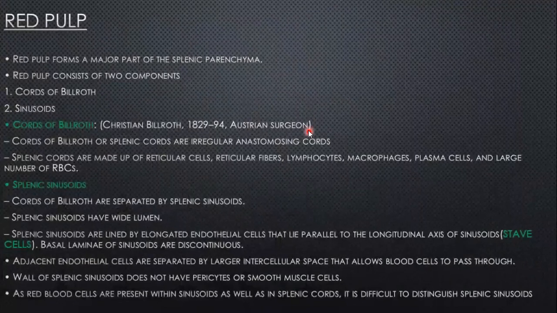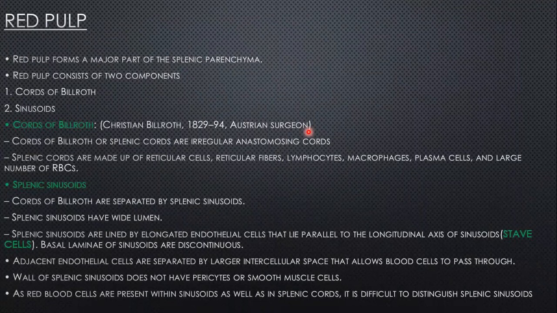Now, let's look at the red pulp. The red pulp forms the major part of the splenic parenchyma. It consists of two components, the cords of Billroth and the sinusoids. The cords of Billroth were first seen by Theodor Billroth, an Austrian surgeon. The cords of Billroth, or the splenic cords, are irregular anastomosing cords made up of reticular cells, fibers, lymphocytes, macrophages, plasma cells, and a large number of red blood cells.